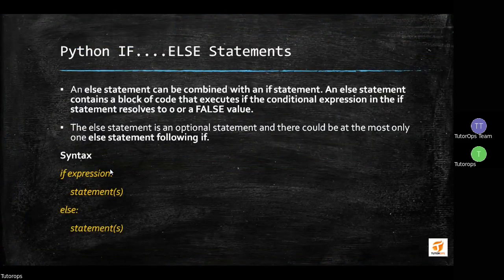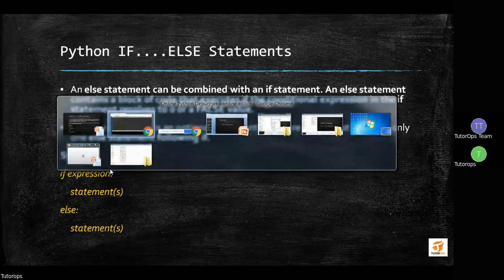So what is if else? An else statement can be combined with an if statement. An else statement contains a block of code that executes if the conditional expression in the if statement results to 0 or a false value. The else statement is an optional statement and there could be at the most only one else statement following if. So we'll see the same example.